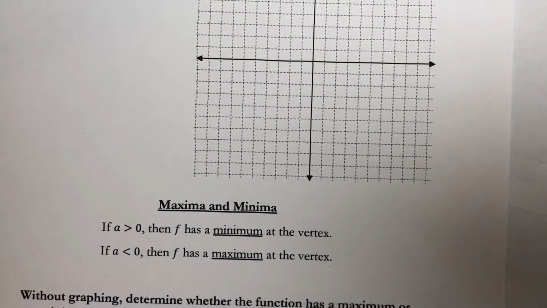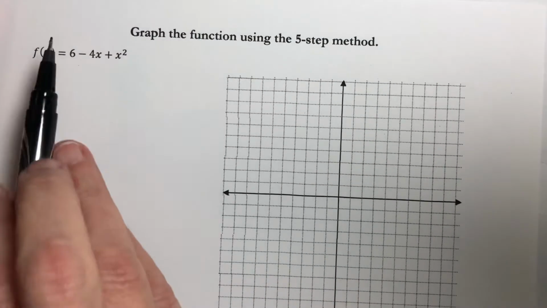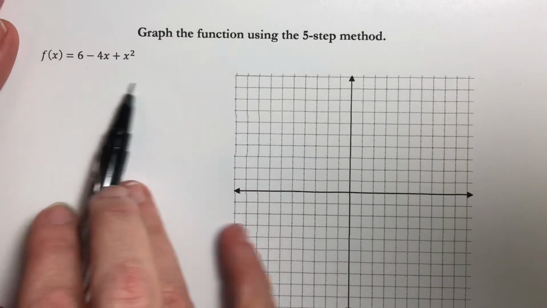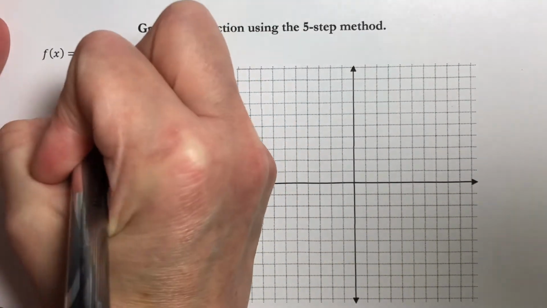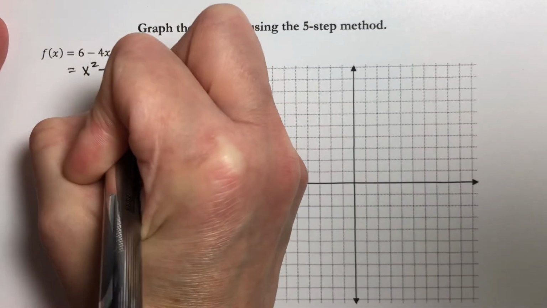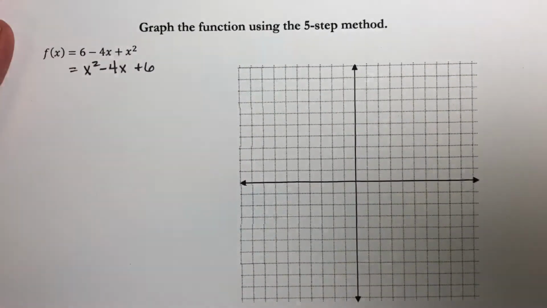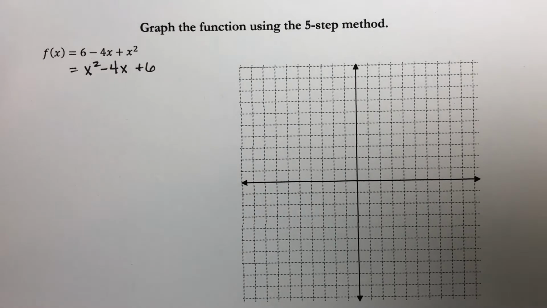All right, so let's use this to do a full graph. I want to graph f of x is equal to 6 minus 4x plus x squared. Now, this is not the order we normally write things in. Normally, it would be x squared minus 4x plus 6. I'm going to be using the same steps. We want to know how does it open, what is the vertex, find x-intercepts, find y-intercepts, and then graph.